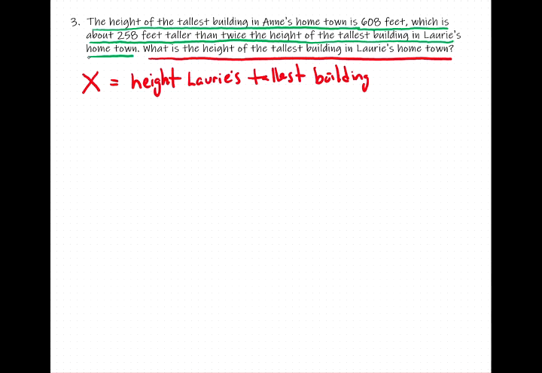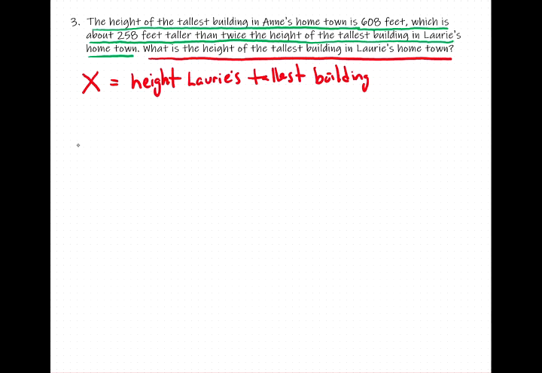So what's underlined in green, that is going to be our equation. So the height of the tallest building in Anne's hometown is 608 feet. All right, that's a statement. So that is telling us a specific piece of information. Anne's building is 608 feet. And that is 258 feet taller than twice the height of the tallest building in Laurie's hometown.